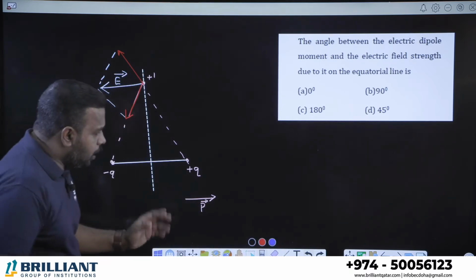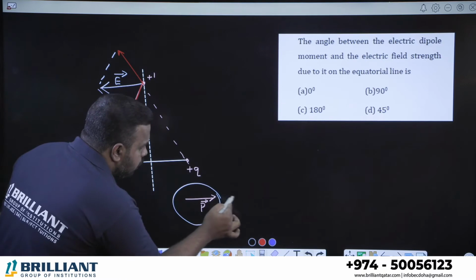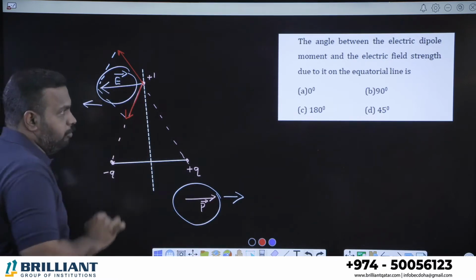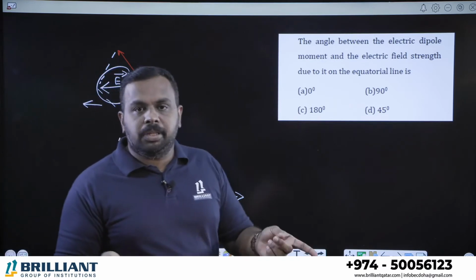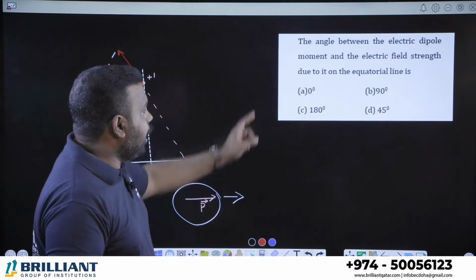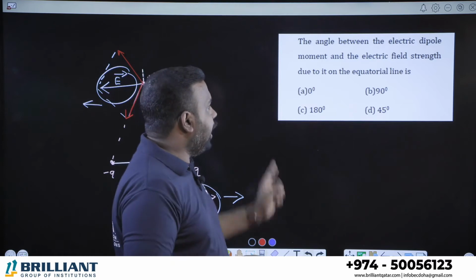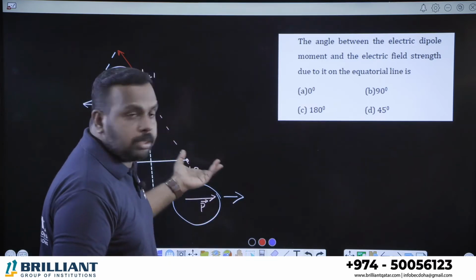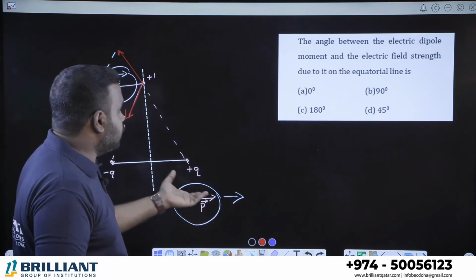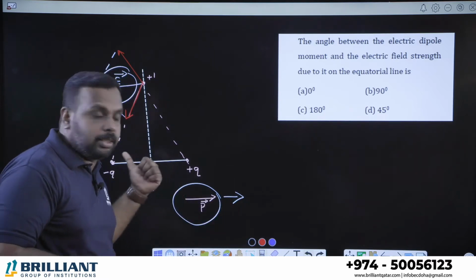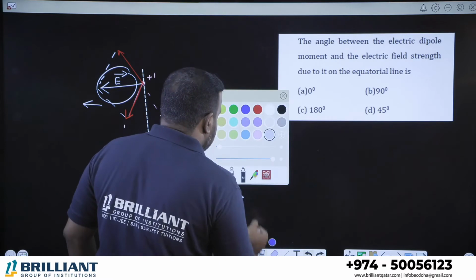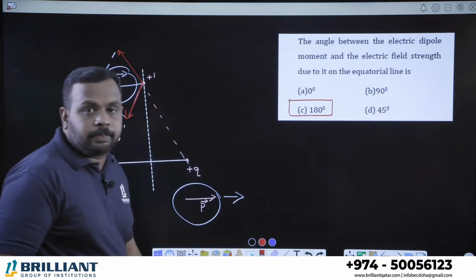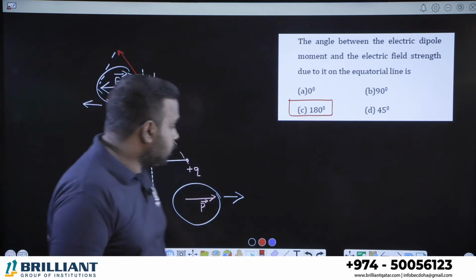Look at that. The dipole moment is directed towards right and the resultant field is directed towards left. Then what is the angle between these two? This is what they are asking here: the angle between the electric dipole moment and the electric field strength due to it on the equatorial line. Of course, I can understand it is 180 degrees, right? One is towards right and the other is towards left. So the answer for this question is 180 degrees. So we can go to the next.